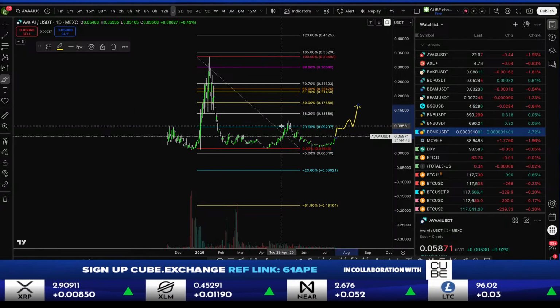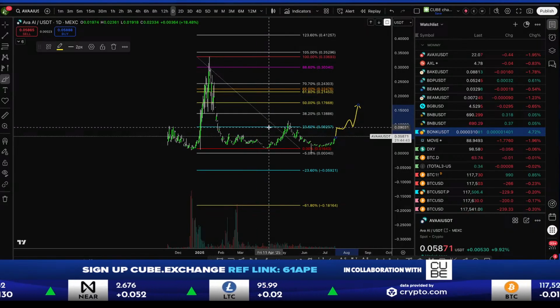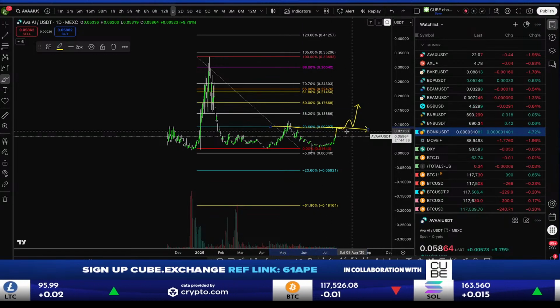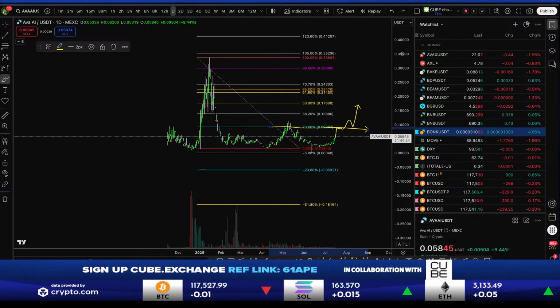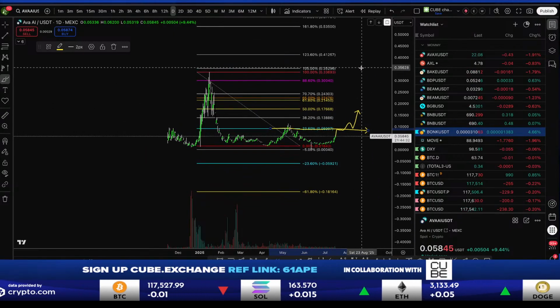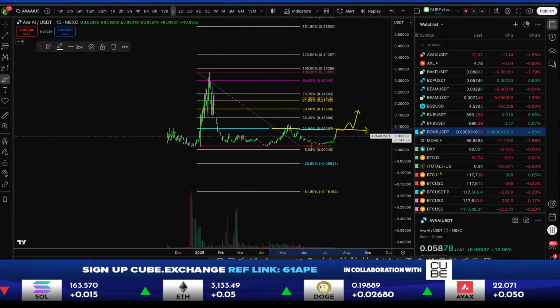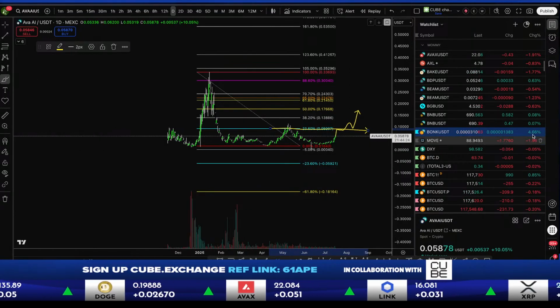So remember, 92 cents, or 0.092. This is gonna be an important place for this chart, because once you tag that break retest, then you're likely to go, and this thing is gonna break the old high. Yeah, in my opinion, it's gonna break the old high. Ava's a decent play. I like Ava.